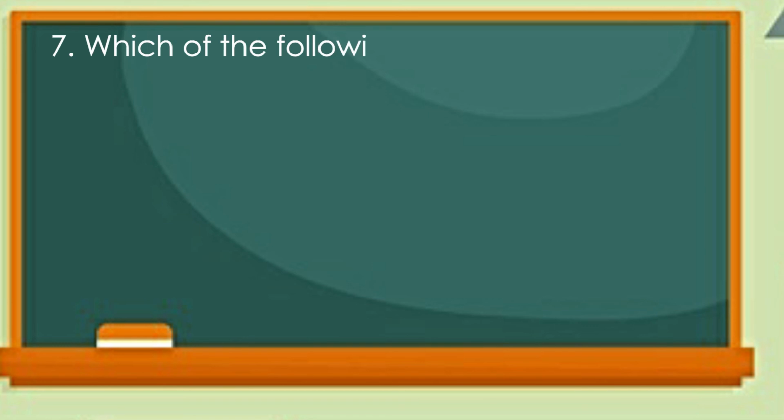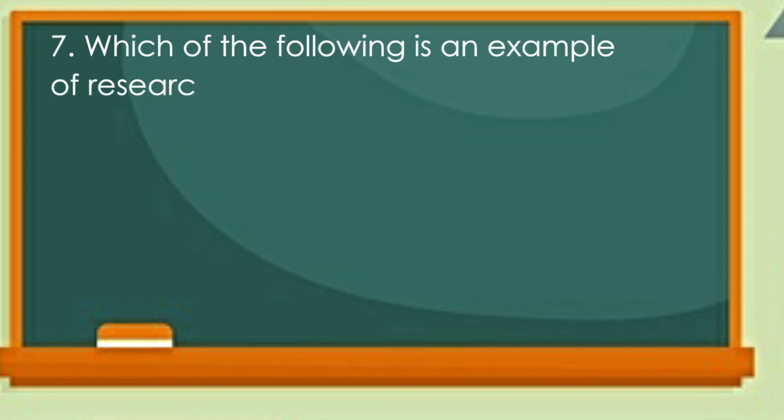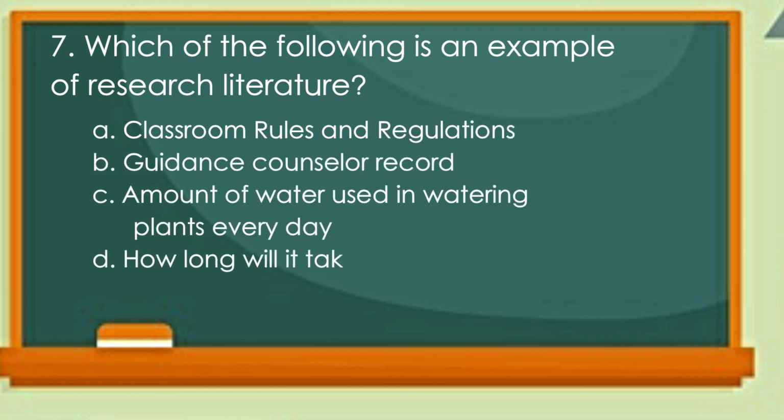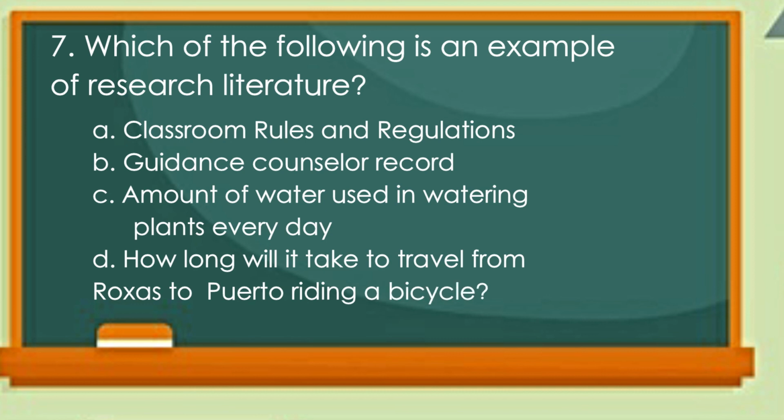Number 7. Which of the following is an example of research literature? A. Classroom rules and regulations. B. Guidance counselor record. C. Amount of water used in watering plants every day. D. How long will it take to travel from Rojas to Puerto riding a bicycle?